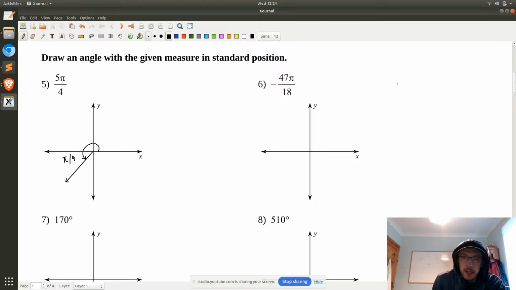Negative 47 pi over 18. Double 18, you get 36. And what's the remainder? It would be 11 pi. So it's the negative of 2 pi plus 11 over 18 pi. The negative alerts me to the fact that it's going clockwise.